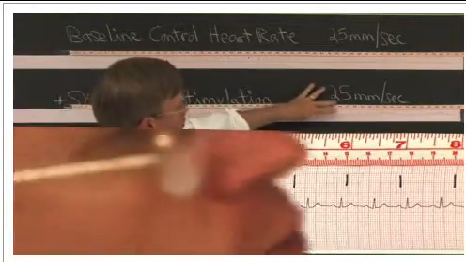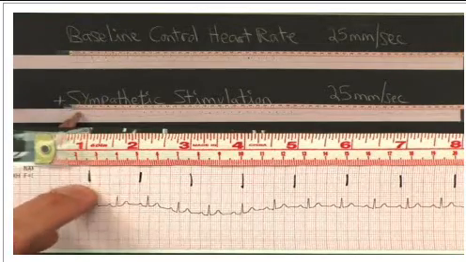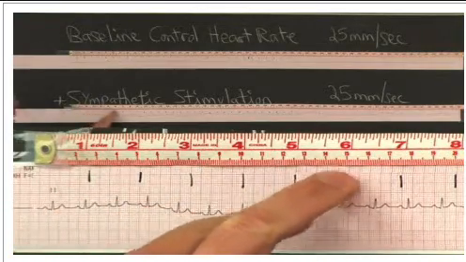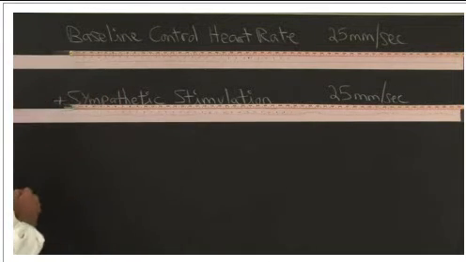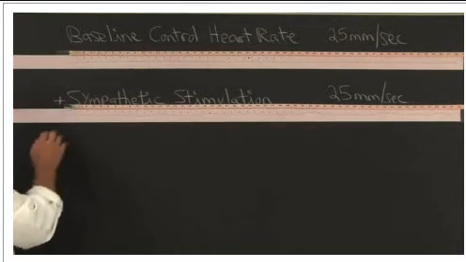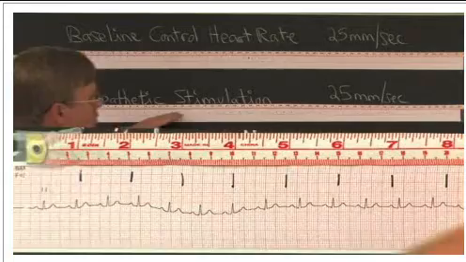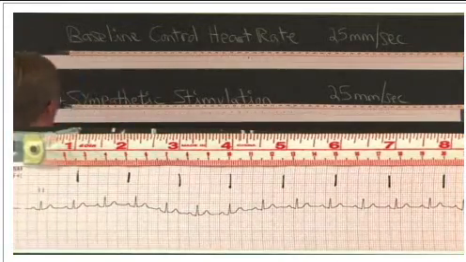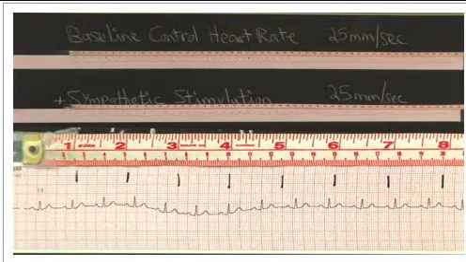Again, the chart speed is 25 millimeters per second. And what I've done again is measured off 25 millimeters, and a total of 30 seconds is accounted for here. Counting the number of QRS complexes, we find that there are now 48. There are 48 QRS complexes in this 30 seconds, which would give us a heart rate of 96 beats per minute for this subject that has mild sympathetic stimulation.